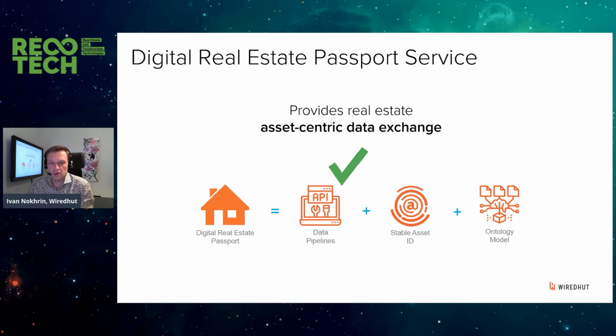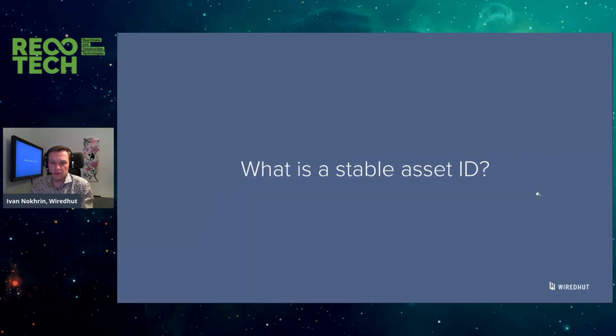So what we want to introduce here is the concept of digital real estate passport, which is, in other words, asset-centric data exchange. What we mean by this is that we want the applications that we connect through these data pipelines to be able to exchange information that is meaningful to us in relation to real estate assets in question. And in order for us to enable this digital real estate passport, besides setting up data pipelines, we need two other things. One is stable asset ID, and second is ontology model. Let's dive into it and see what it means.